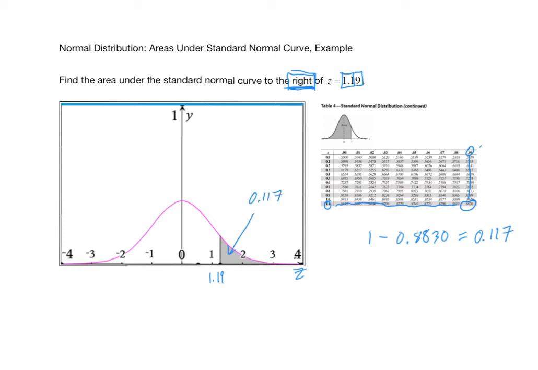And in general, what we did to get the area to the right, we took the whole area, which is 1, and subtracted off the area to the left. So while this table only has areas to the left, we can use this formula here to get areas to the right. We would just take 1 minus the area to the left that you get in the table. Let's look at another example.